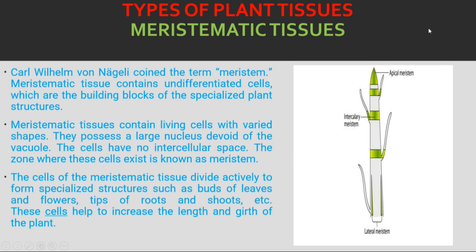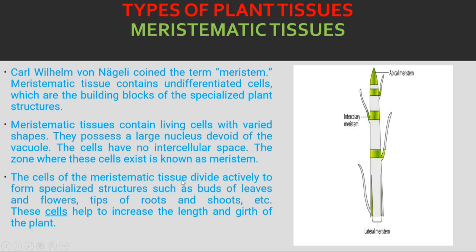Those parts of a plant where meristematic tissues are found are known as a meristem. Meristematic tissues contain living cells. The cells present inside the meristematic tissues are all living, and that's why they possess a large nucleus devoid of vacuoles, and the cells have no intercellular space. Intercellular space is the space between cells, and there is not much of it in this kind of tissue.